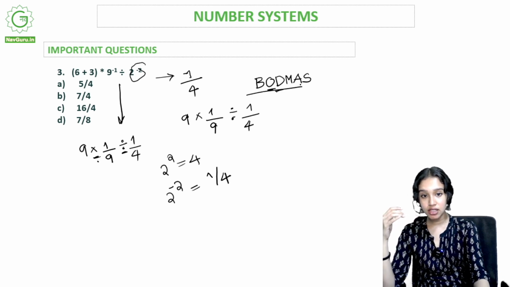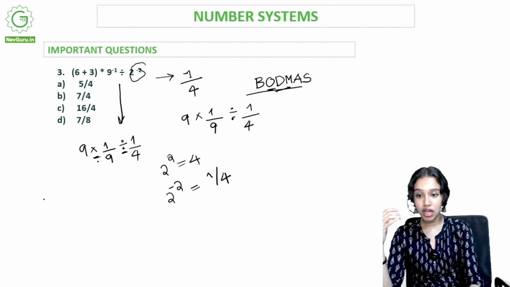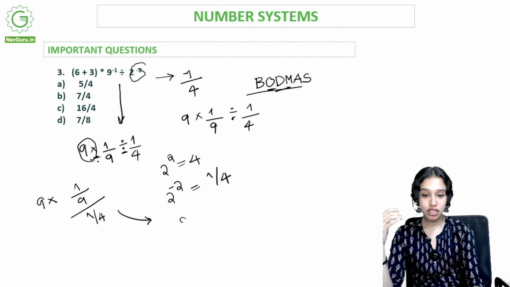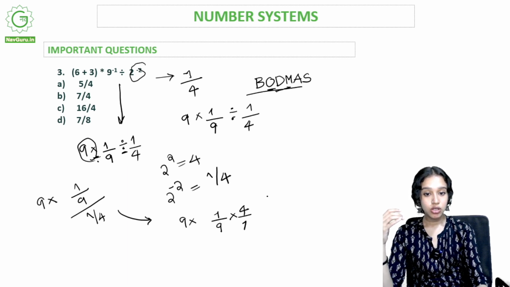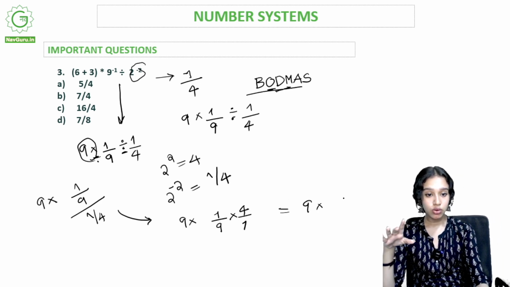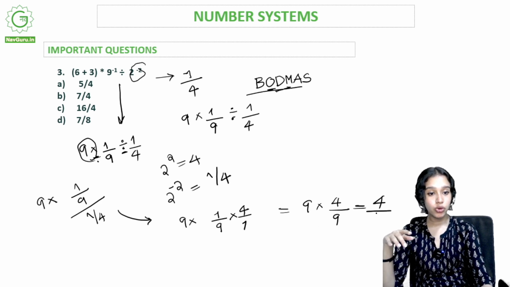We have division before multiplication, so from here, we do the division first. How do we do that? We keep the 9 here without disturbing this. Now we go here and it's 1 by 9 divided by 1 by 4, which again comes out as 9 into 1 by 9 into the reciprocal of 1 by 4, which is 4 by 1. So here it has completely turned to 9 into 4 by 9, which is equal to 4.